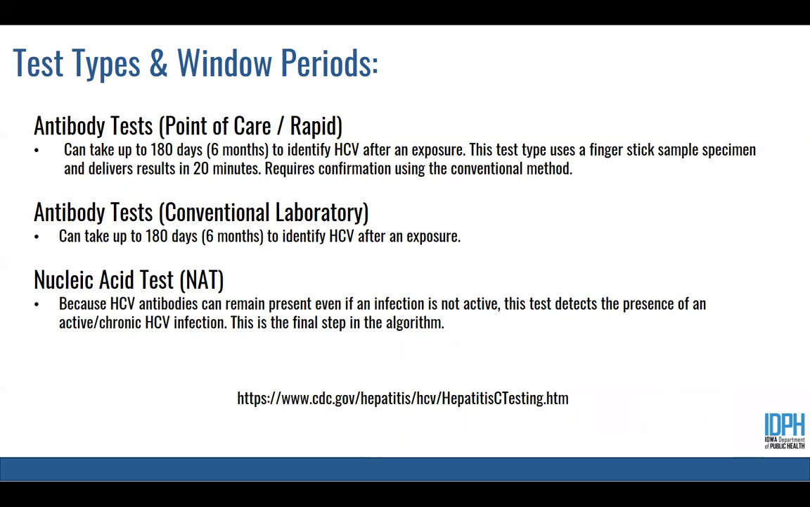There are antibody tests that are conducted in the laboratory. These are exactly the same as the point of care test with the 180-day or 6-month window period to identify HCV after an exposure. And then we also have the nucleic acid test.